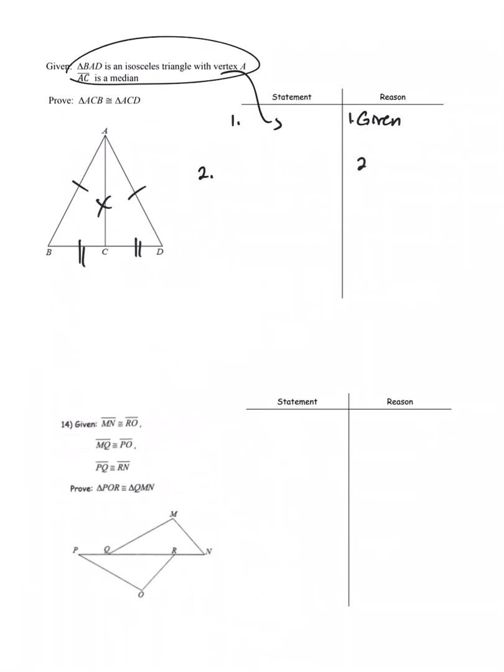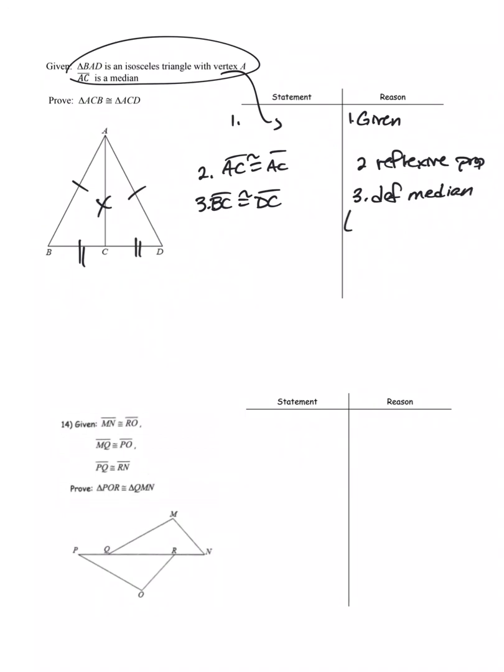Okay, number 2. I'm going to get reflexive out of the way. I'd like to get that done right away. Reflexive property. Then I'm going to do definition of a median next. BC is congruent to DC. Definition of a median. Or feel free to write a median splits a segment into 2 congruent segments.